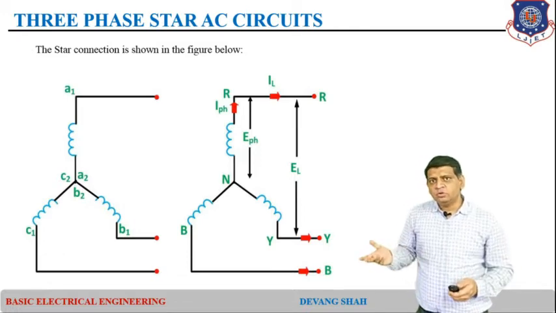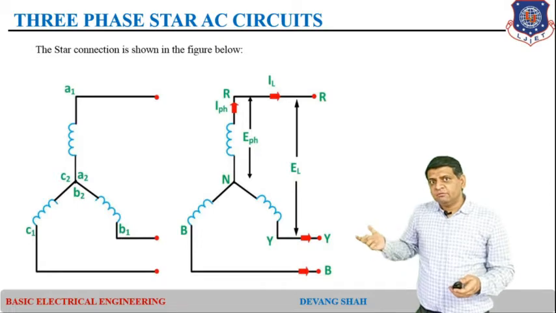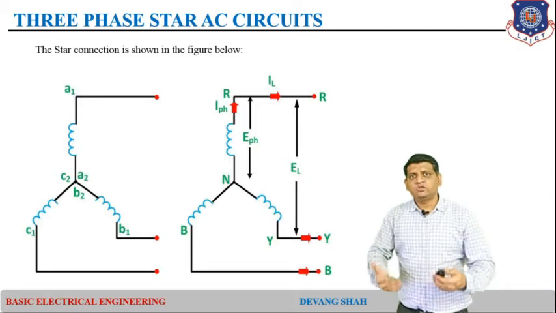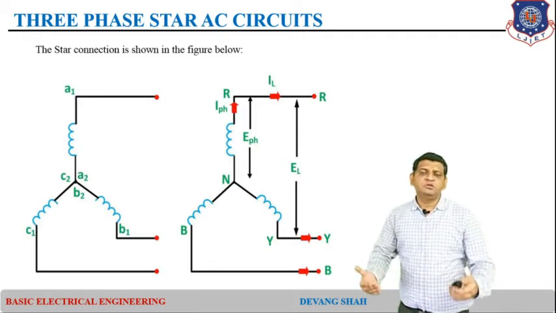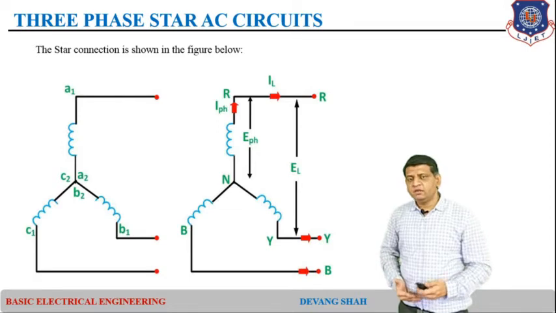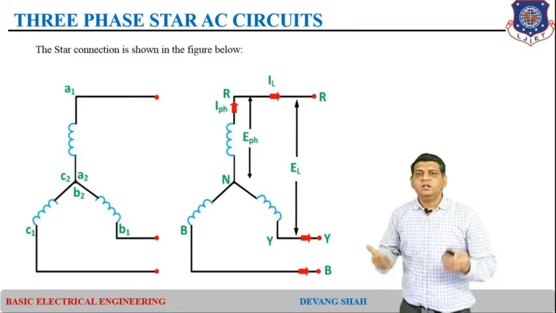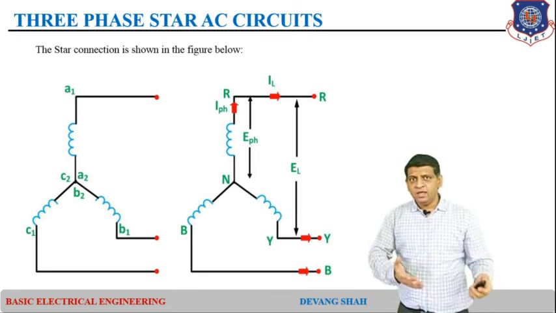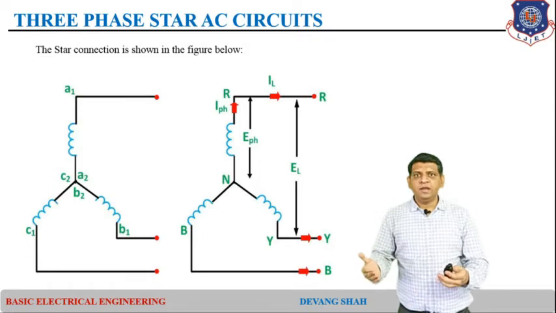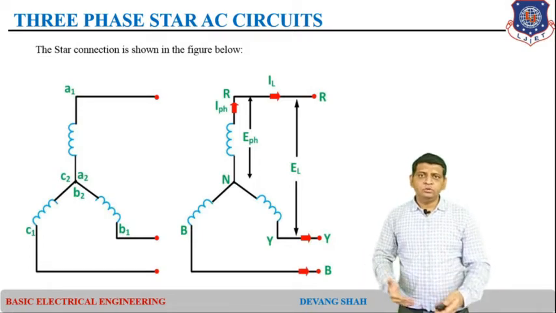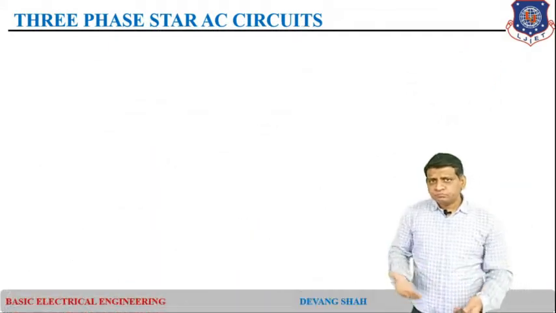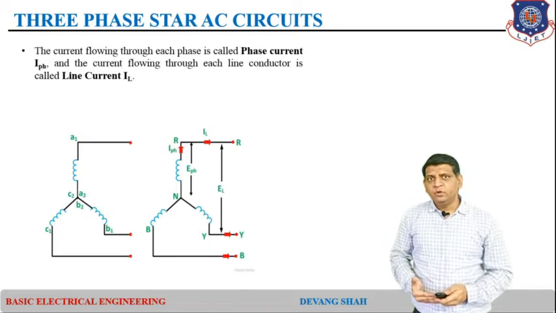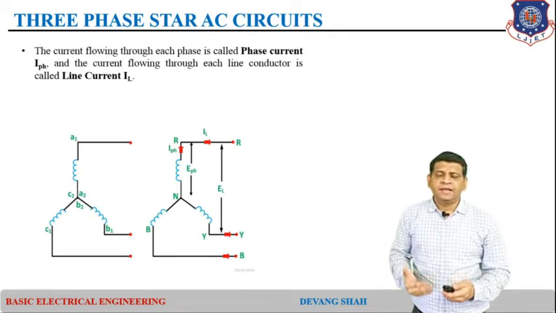If we talk about the generation of three phase star connection, it would look like this. Here EPH is the phase voltage, which is the voltage drop across each phase, and EL is the line voltage, the voltage difference between two lines. Now I define my phases as R, Y, B, and my lines as the red line, yellow line and blue line. The current flowing through each phase is the phase current IPH, and the current flowing through each line is the line current IL.